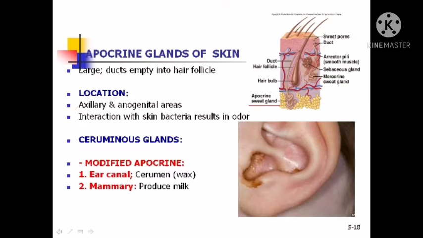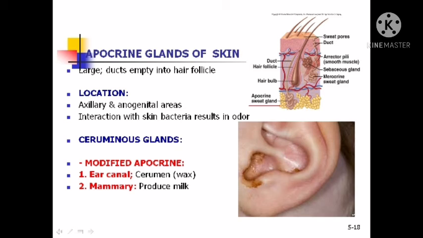The apocrine glands of the skin. These are also sweat glands having large ducts. They empty into the hair follicle. Their location is in the axillary region and the anogenital areas. Their secretion interacts with the skin bacteria, and they result in odor. Bad smell.